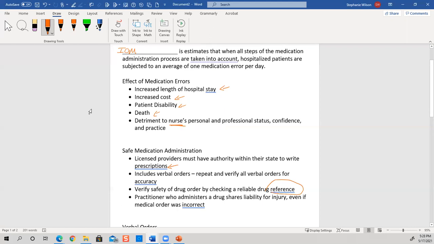The practitioner who administers a drug shares liability for the injury, even if the medical order was correct. So if you're the one administering the drug, you want to make sure that what is given to them is safe. You're the one talking to them, so you know if they're going to be allergic or if they've had a reaction to it before, and so on.